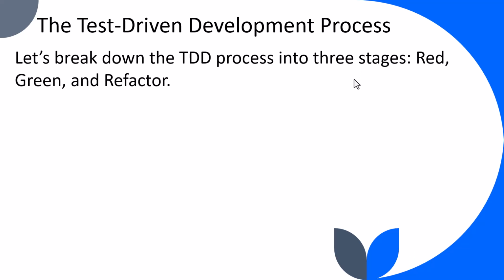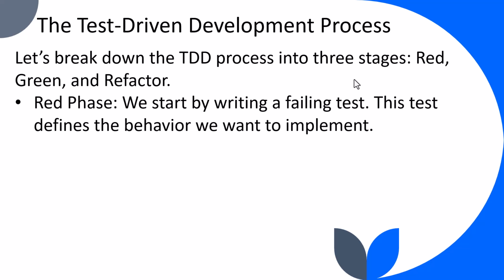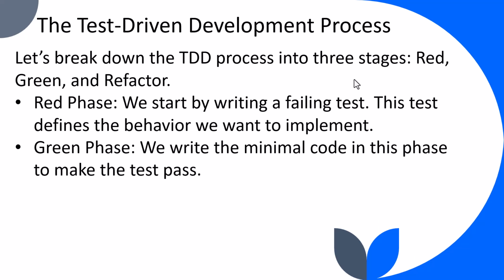So let's break down the test-driven development or TDD process into three stages: red, green, and refactor. In the red phase, we start by writing a failing test. This test defines the behavior we want to implement. And in the green phase, we write the minimal code to make the test pass.